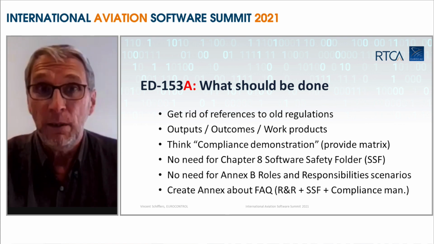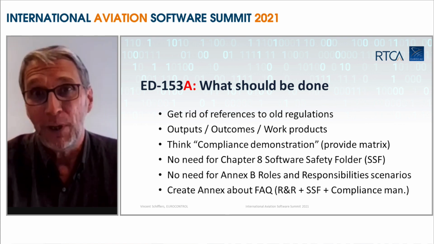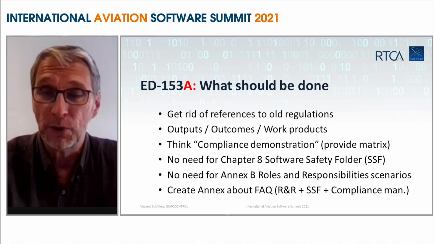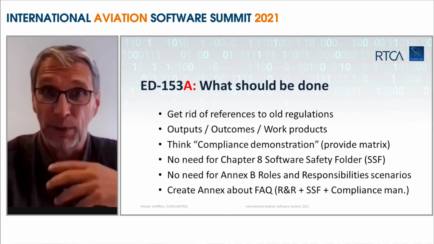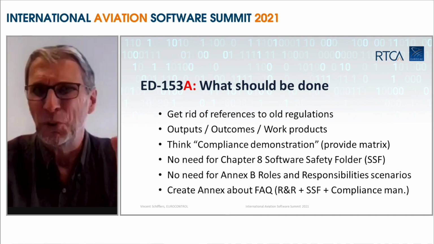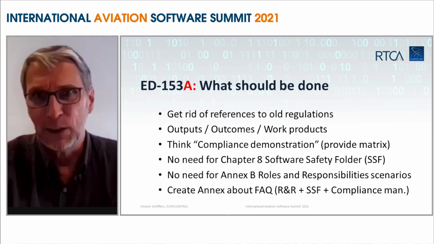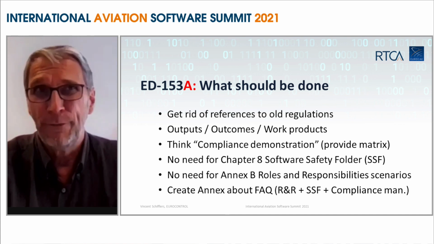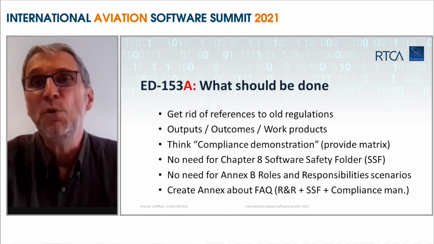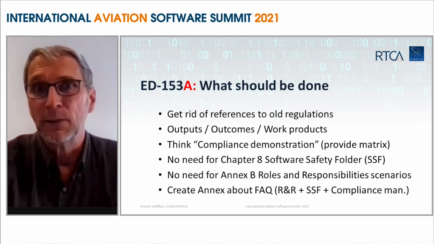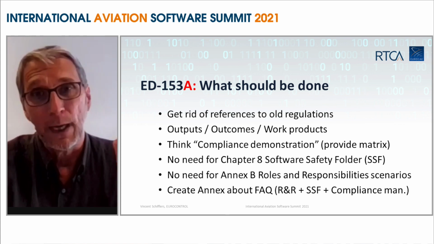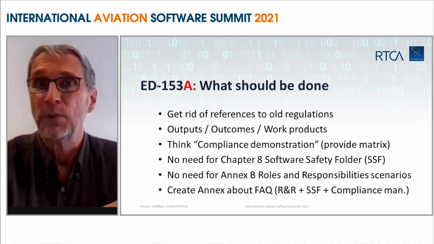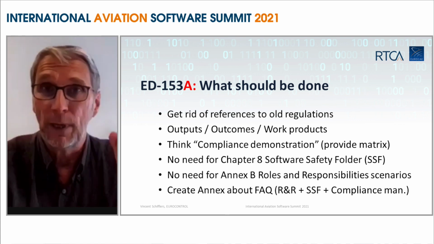There is no need for me for chapter 8, which is about the software safety folder, because the way you're organizing the information depends so much on the organization. So we shouldn't go that way. And also Annex B about roles and responsibility scenarios. Well, fair enough, but I would move all these things into an annex, which is basically a frequently asked questions, where we're going to have roles and responsibilities, software safety folders, and also compliance management.